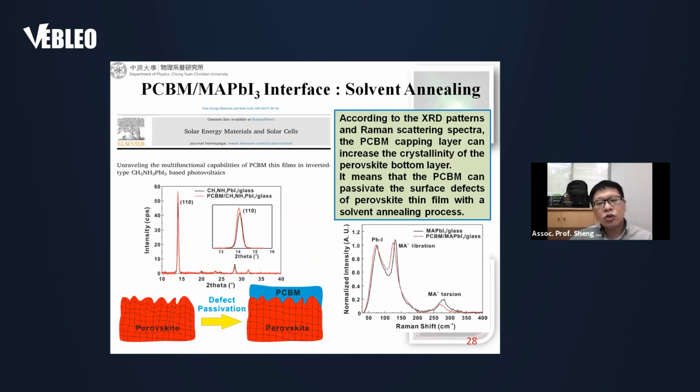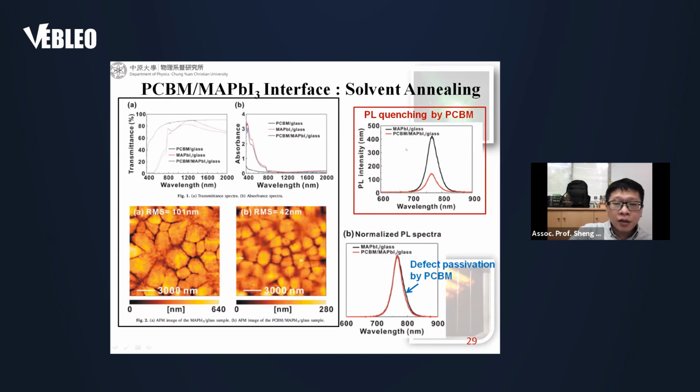Okay, in this study, we also try to passivate the defect by using the capping layer. The capping layer is a small molecule, an N-type small molecule. It forms the PCBM thin film. We use the XRD and the Raman to see the defect passivation effect. So after the capping layer of PCBM, the defect can be passivated. So here is the evidence. And the passivation also can be observed by the PL quenching and by the normalized PL spectrum. So we can see here the defect was passivated by using PCBM.